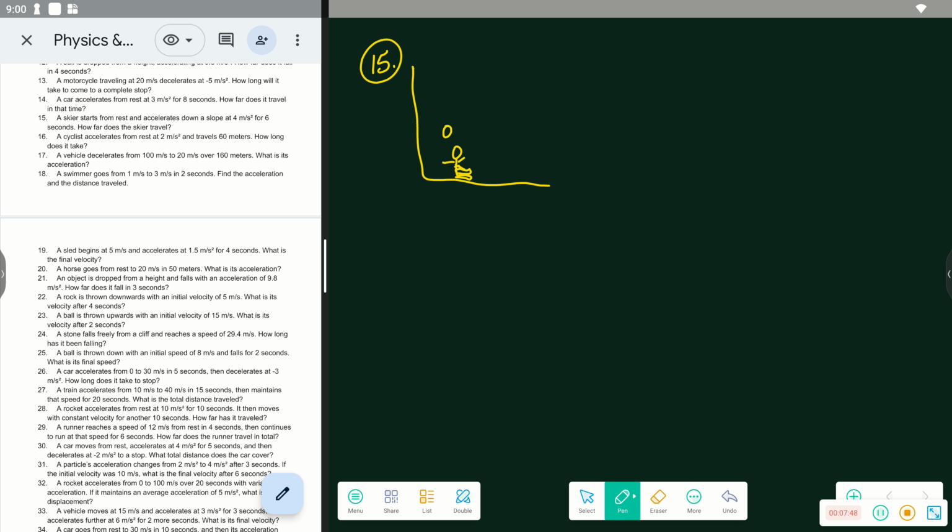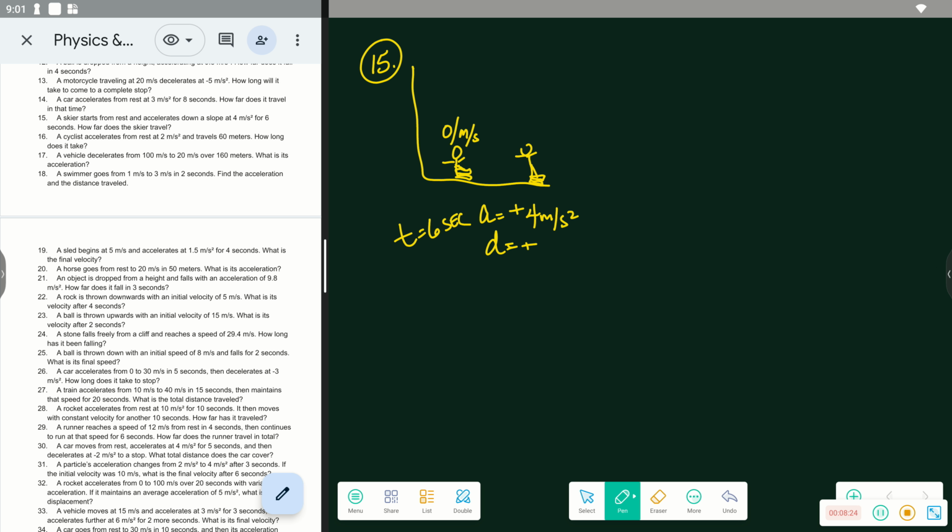And starts from rest, so 0 meters per second. And then the skier comes this way. God, I hate drawing. And accelerates down the slope at 4 meters per second. So the acceleration is positive, 4 meters per second squared. Time is 6 seconds, and the displacement's going to be positive as well. All right. How far does the skier travel?